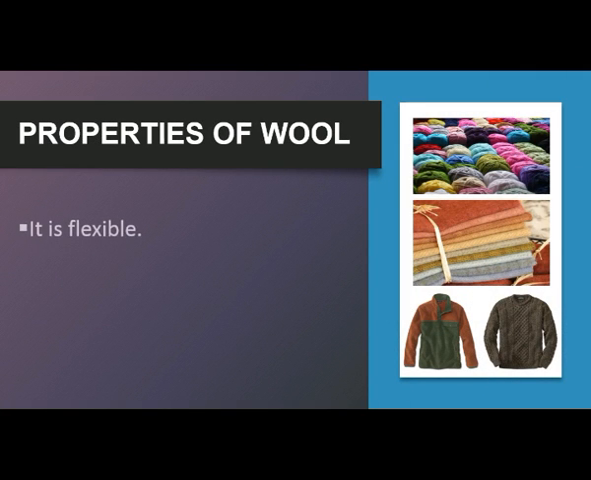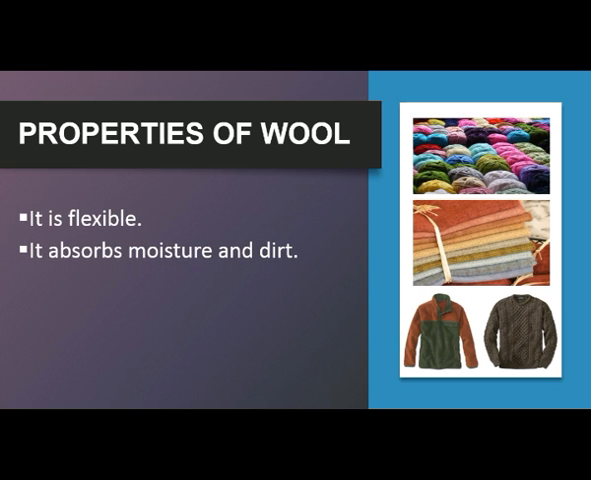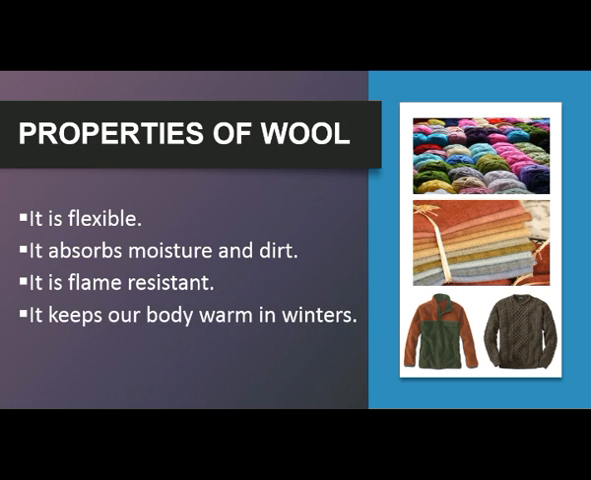Now let's see the properties. Wool is flexible, it absorbs moisture and dirt, it is flame resistant, and it keeps our body warm in winters as it has pores present in it which act as insulation. That is, the body's temperature cannot go out and cold temperature cannot enter. So it insulates the body and keeps our body warm. So these are some properties of wool.